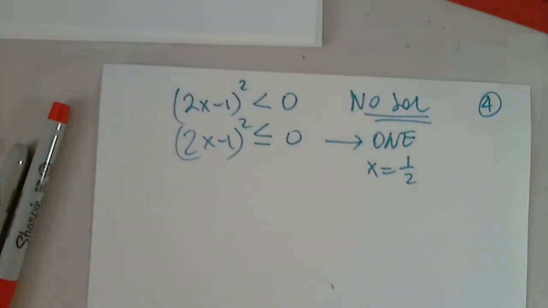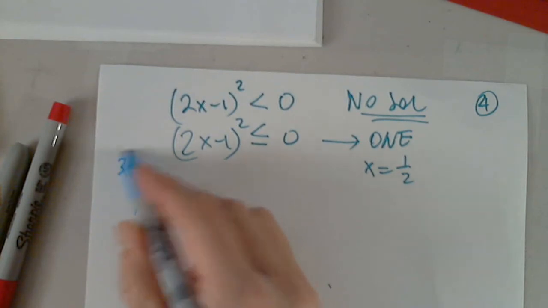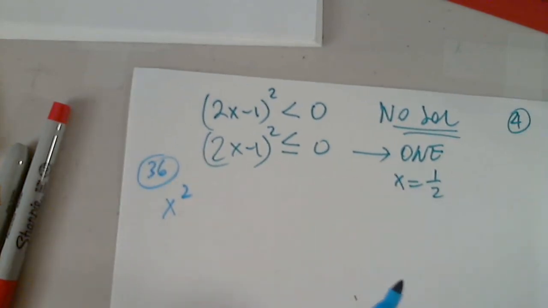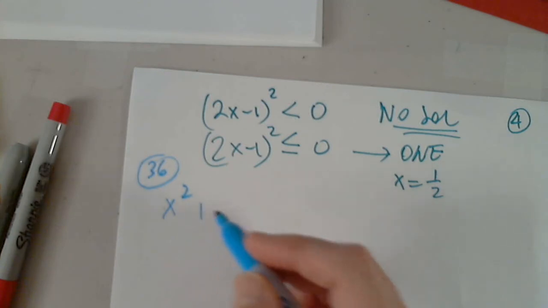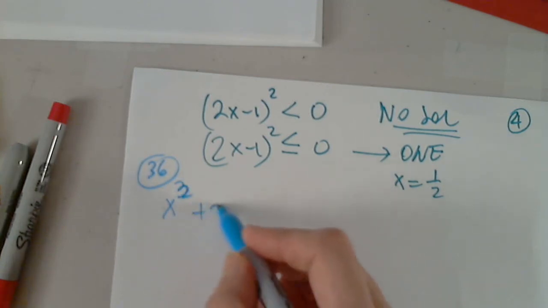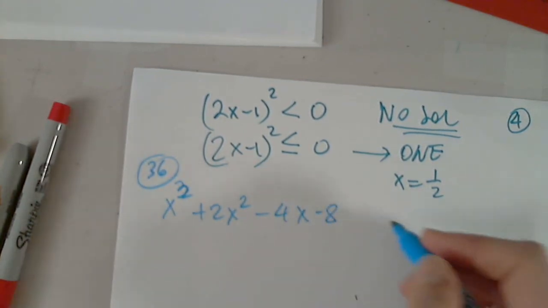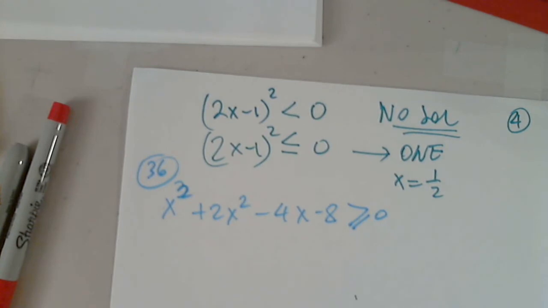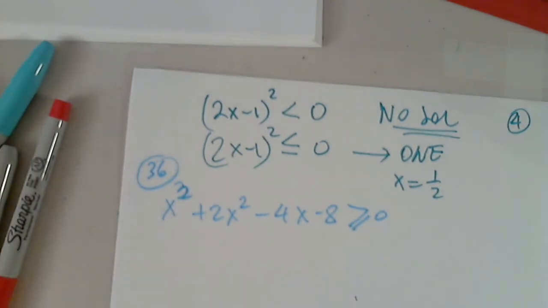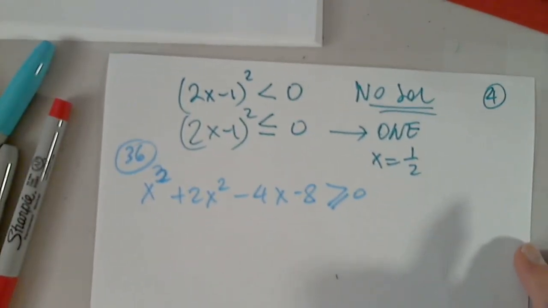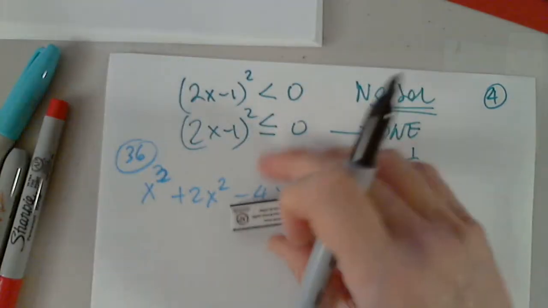36. In 36, I see x cubed plus 2x squared minus 4x minus 8 greater than or equal to 0. Okay, in that case, I have to factor by grouping. I know we've done that almost 2 months ago. So factoring by grouping, because there are 4 terms.